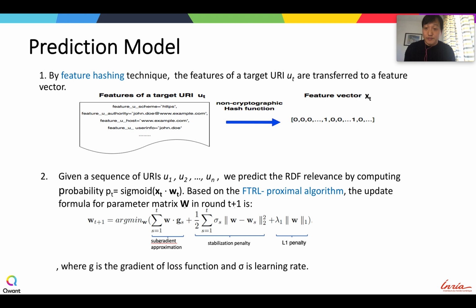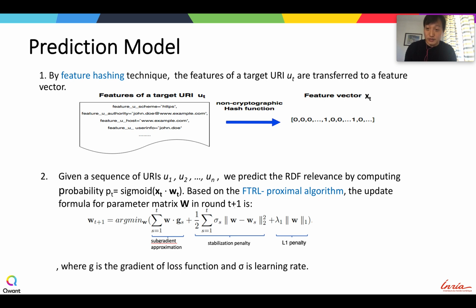In the next step, the features of the target URI UT are transformed to a feature vector by a non-cryptographic hash function. Then, given a sequence of URIs, we predict the RDF relevance by computing probability pt, which is the output of a sigmoid function. The input to the sigmoid function is the product of two vectors, the feature vector xt and the weight vector wt.